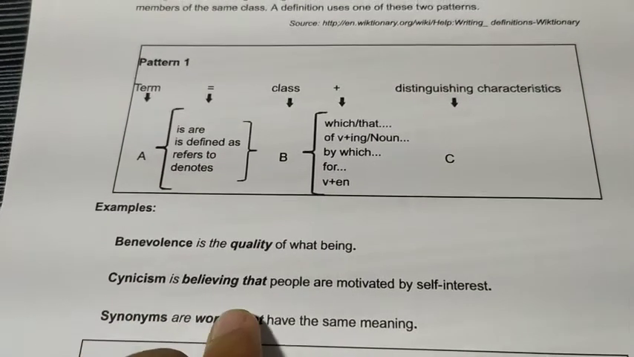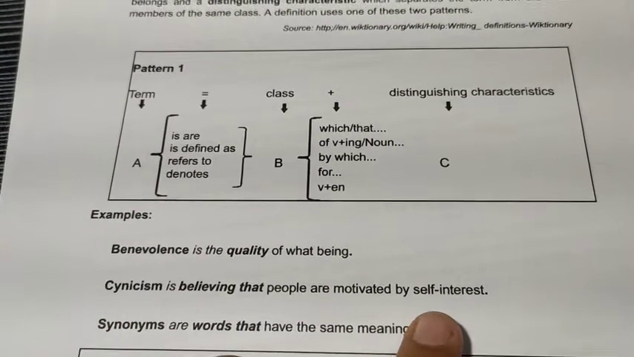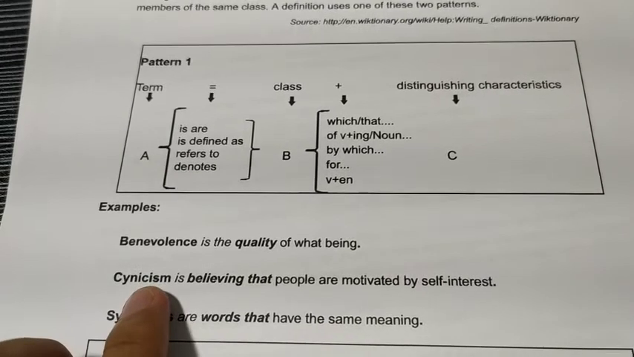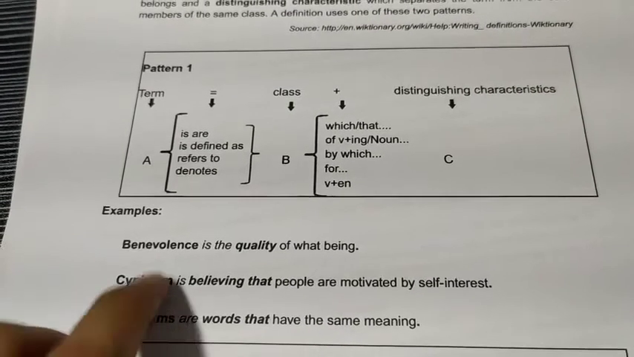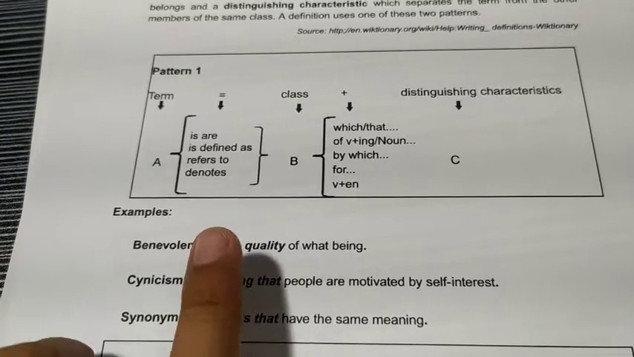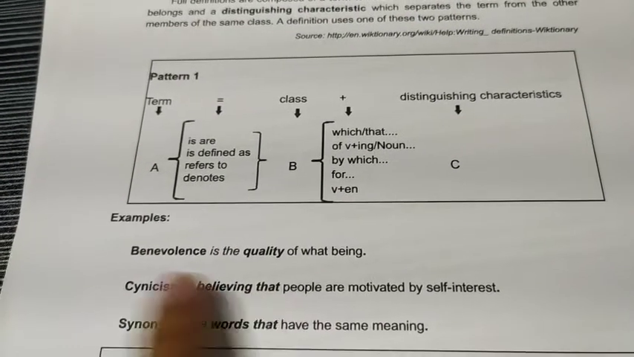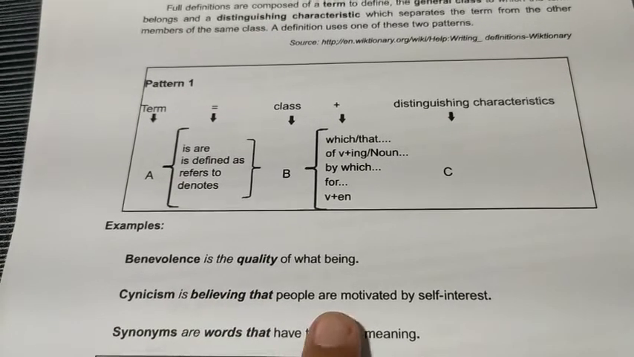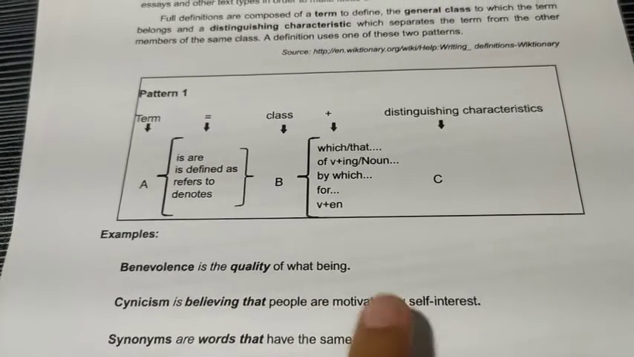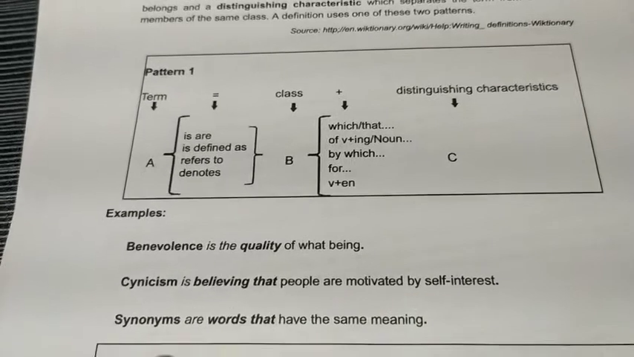Then here, cynicism is believing that people are motivated by self-interest. Cynicism is the main term, therefore it's the letter A here. And what is the class? It is believing that, meaning it is a belief. Then what kind of belief? That people are motivated by self-interest.